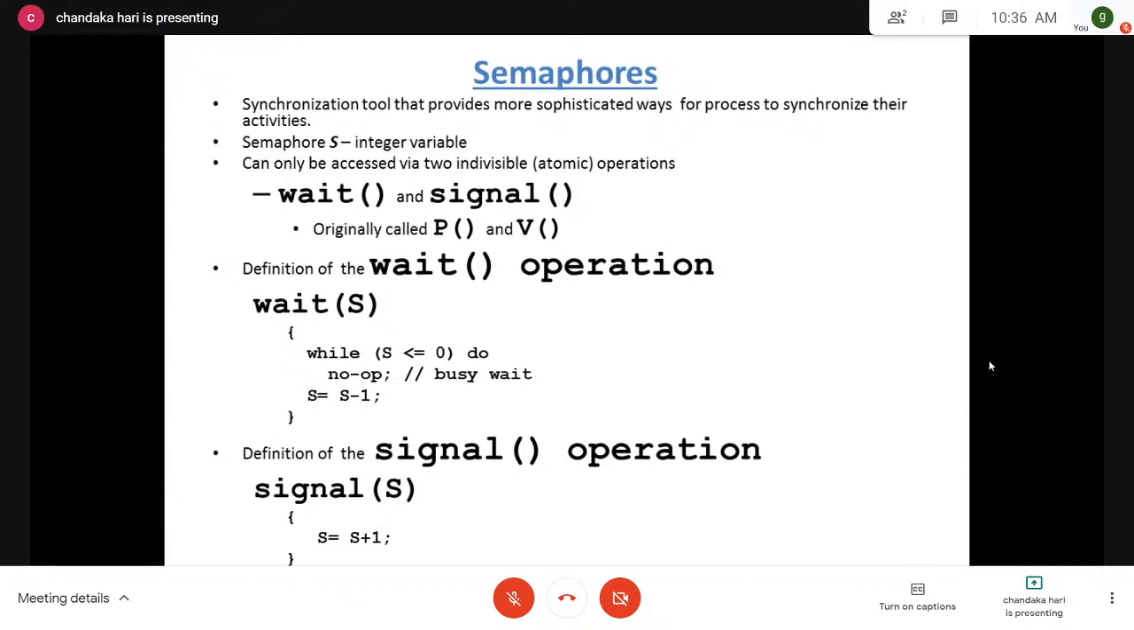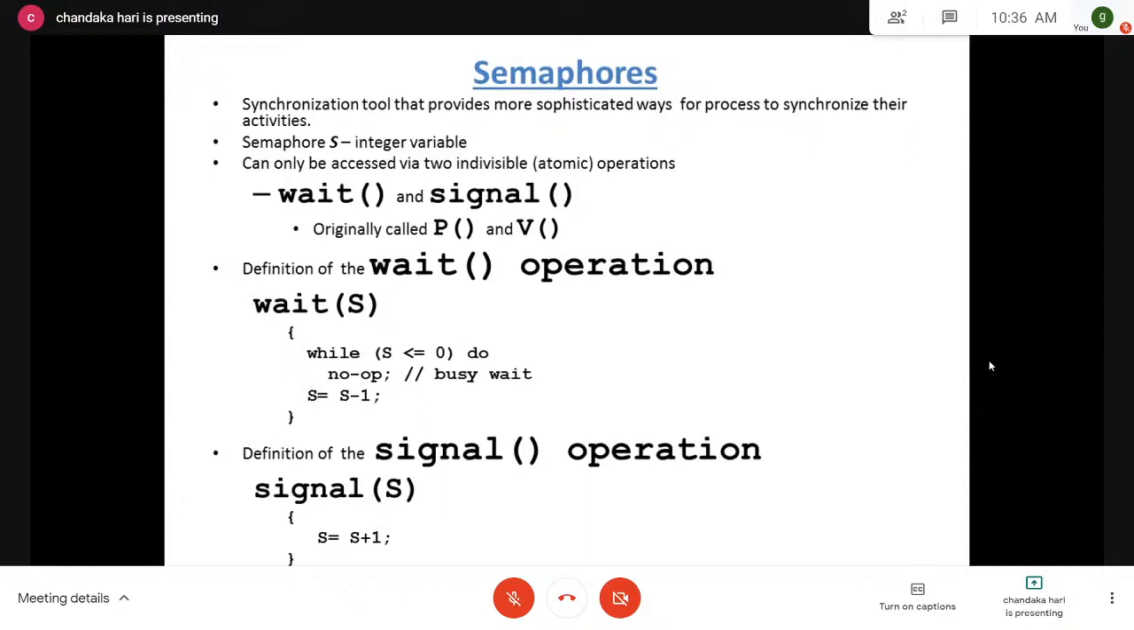A semaphore is a small variable that is attached to each and every common resource which is shared by more than one process at the same time. That variable value is either 1 or 0. If the semaphore value is equal to 1, it indicates this particular variable is not accessed by any transaction, not locked by any transaction. If it is 0, that implies it is already locked by someone. That is a very simple thing.